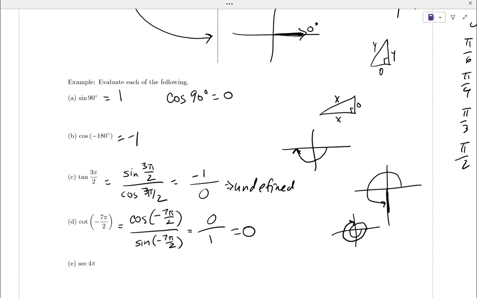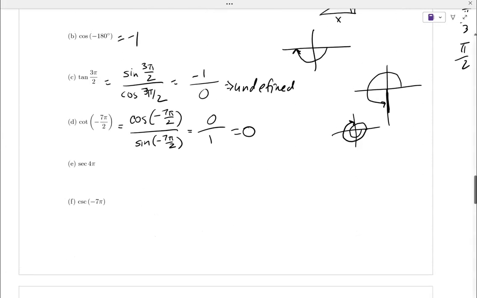That makes sense? So far, so good? Okay. Let's do the next one. Secant of 4 pi. First, let's just ignore the fact that we've got secant. Let's try to rewrite it in terms of something we know. Secant is equal to 1 over cosine.